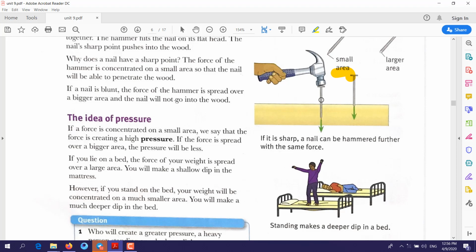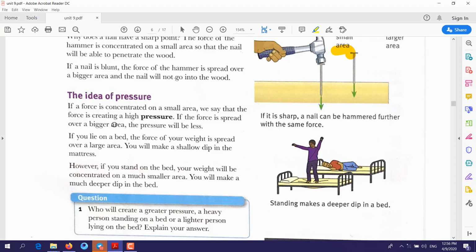Now, here we have two pressures. For example, when the hammer is hitting the top of the nail, there is force by the hammer applied on this area, okay? Then we will have another pressure here, which is the force of the tip of the nail on the board.